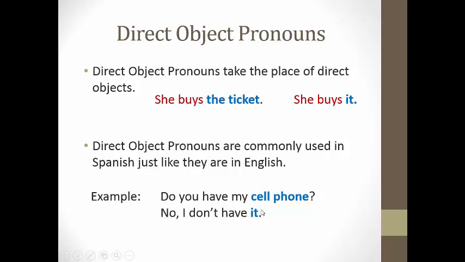Okay, what were they talking about here in the answer with no, I don't have it? They were talking about the cell phone. Okay, but because the direct object had already been stated, they could, in the answer, replace the direct object with a direct object pronoun. Okay? So, what do your direct object pronouns look like in Spanish?